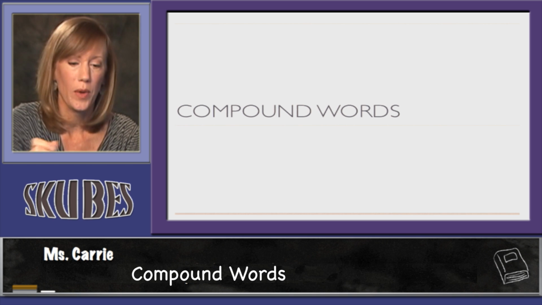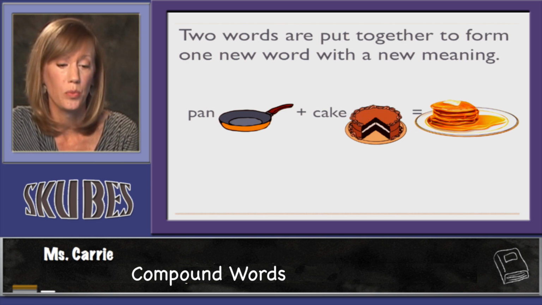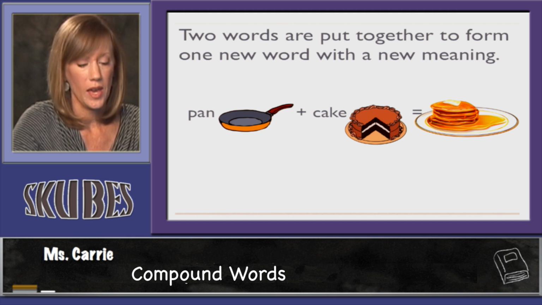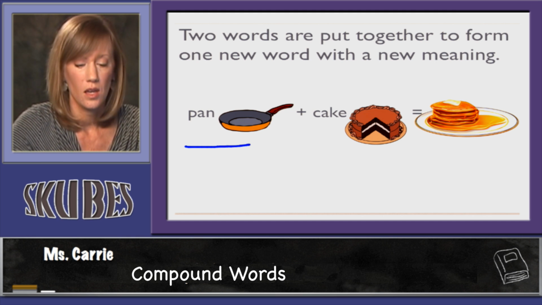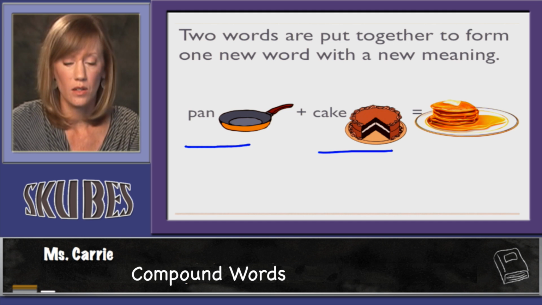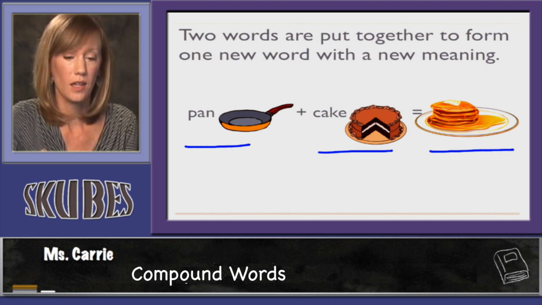This lesson is on compound words. Compound words are two words that are put together to form one new word with a new meaning. For example, we have the word pan and we have the word cake. Now, if we add cake to pan, we get a totally new word with a new meaning, pancake.